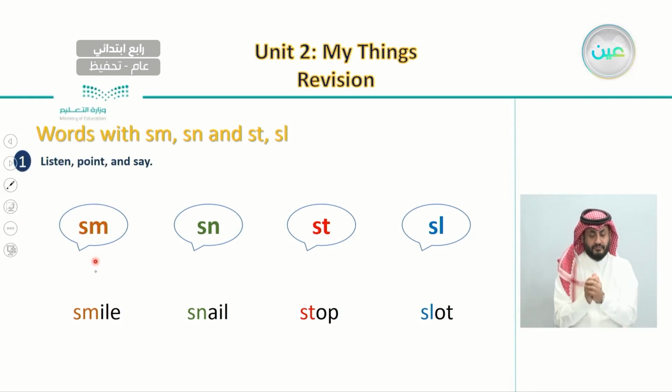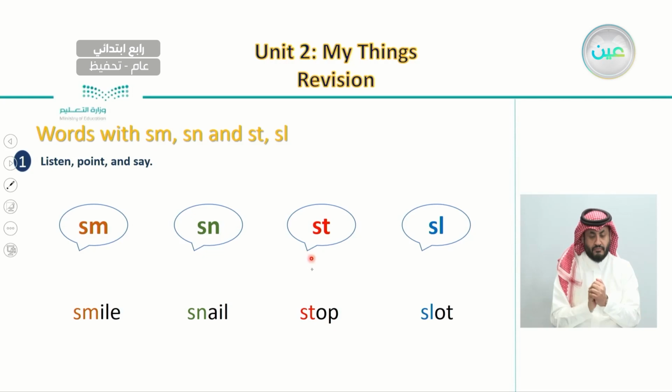The first word we have here that starts with S and M is smile. Smile. Say after me, smile. And the second word that starts with S and N, which is snail. Snail. Say after me, snail.